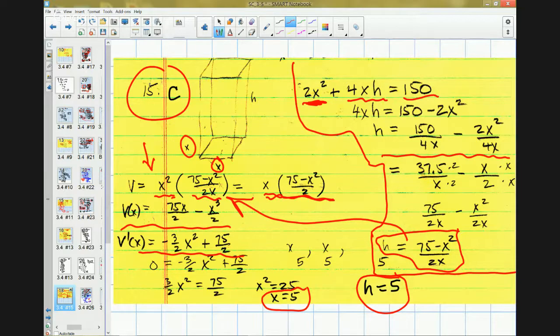And these are all inches. I should put the label down, inches. So the final question there was, determine the dimensions of the solid. Well, every dimension is 5 inches. So that was 15C.